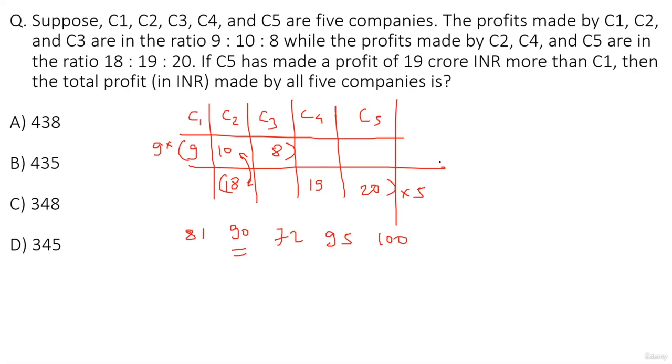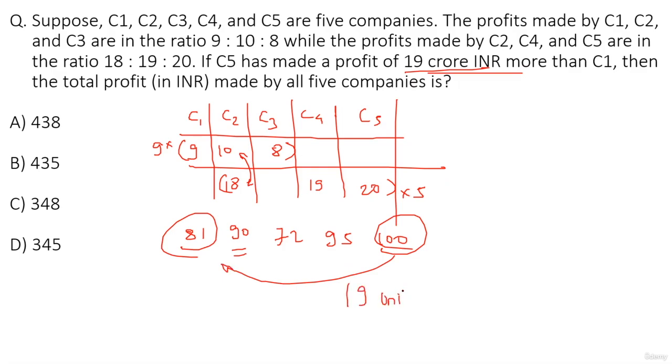Okay, now the question tells us C5 has made a profit of 19 CR more than C1. C5 और C1 के बीच में 19 CR का difference है. In our ratio also, this difference is same, right? Which is 19 units. Okay, this 19 units जो हमने निकाला है, it corresponds to 19 CR. तो अब उसने पूछा क्या है, what is the total profit made by all 5 companies?